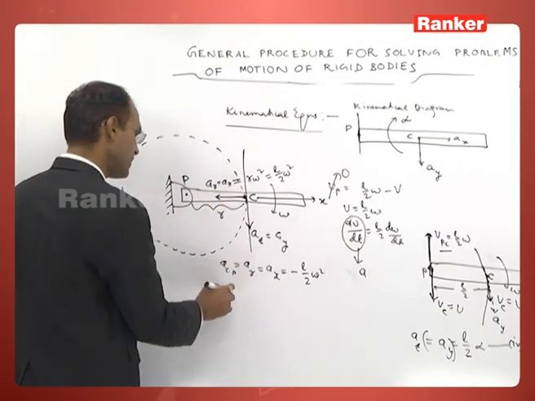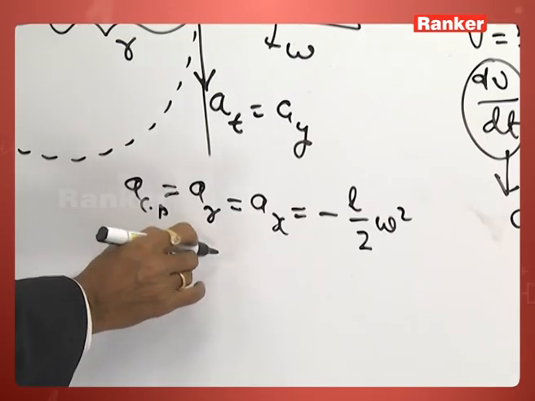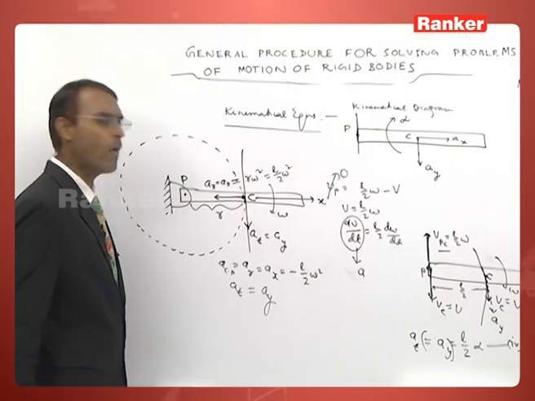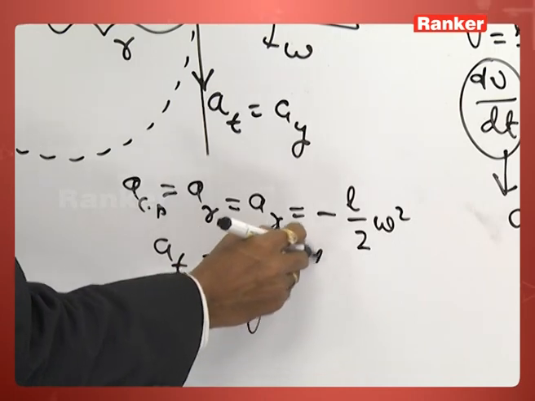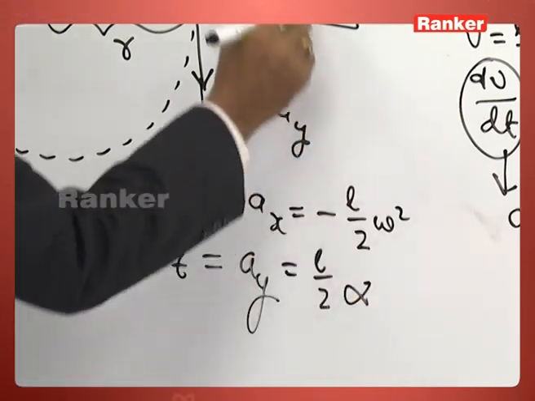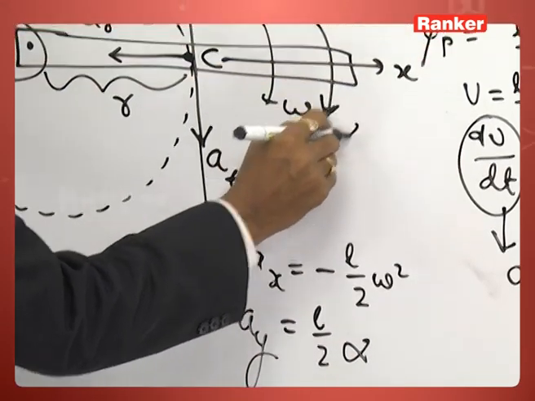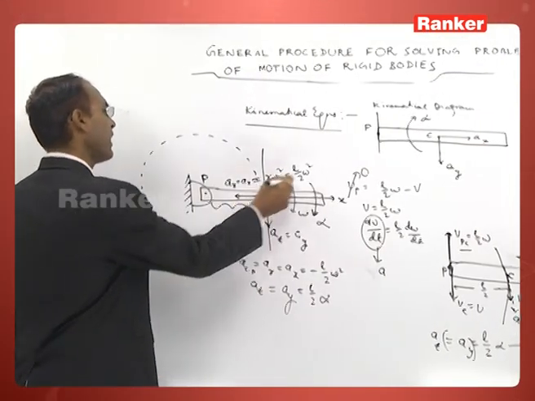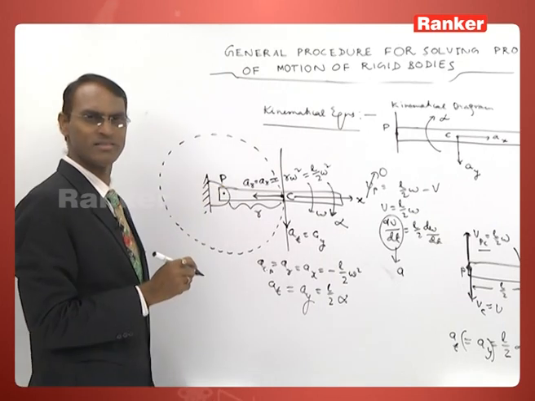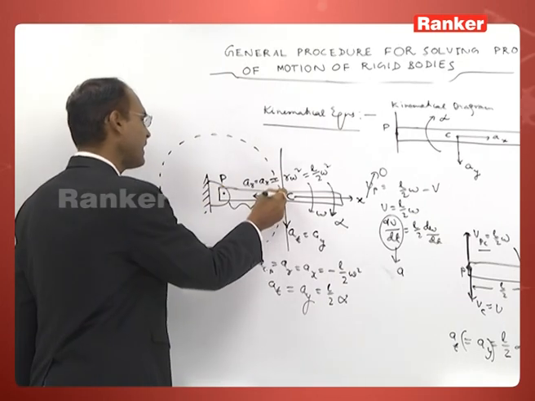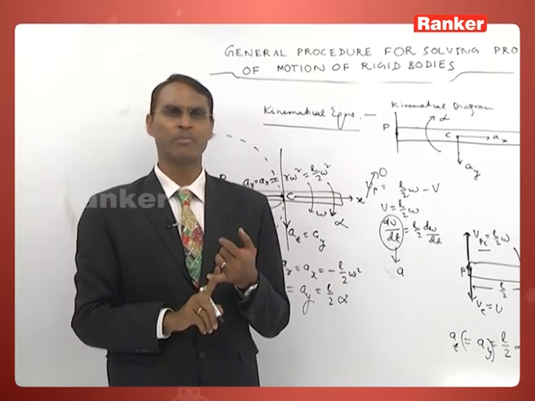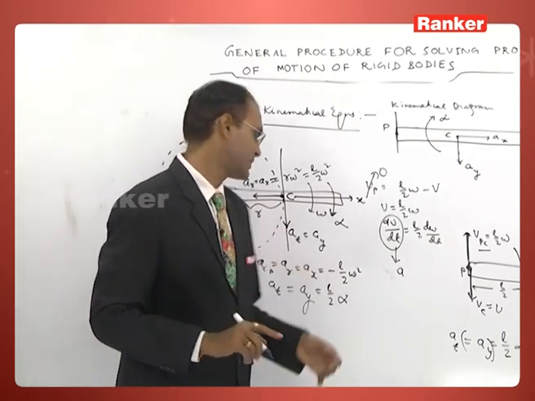Another acceleration, that is the tangential acceleration, or in this case that is acceleration along y direction, that is L by 2 into alpha, because alpha of the rod I have assumed in this direction. Alpha about this point is equal to alpha about this point. Omega about this point is equal to omega about this point. Alpha and omega, they do not depend upon the point of reference.